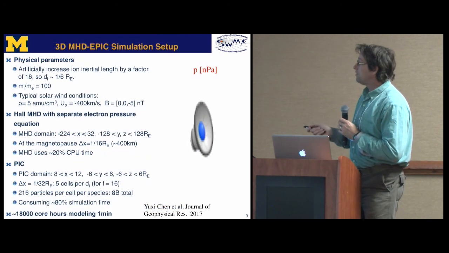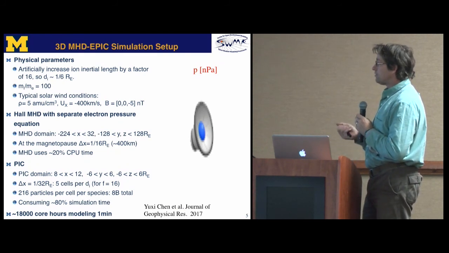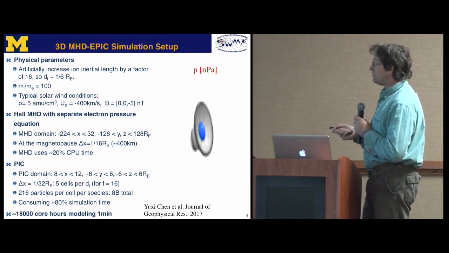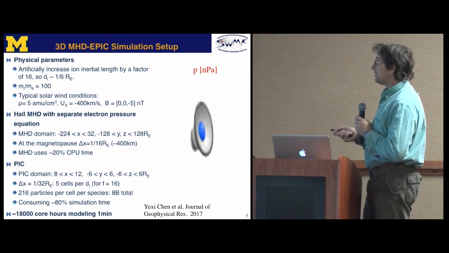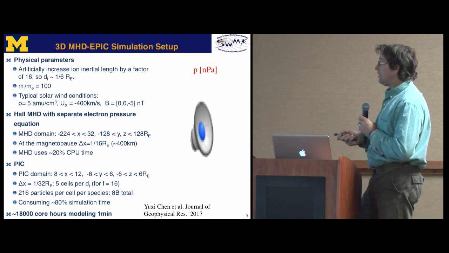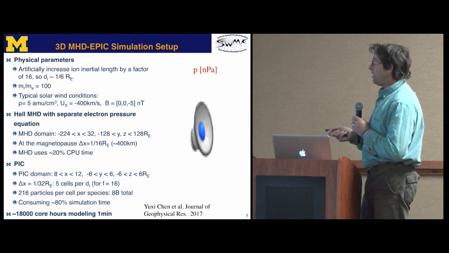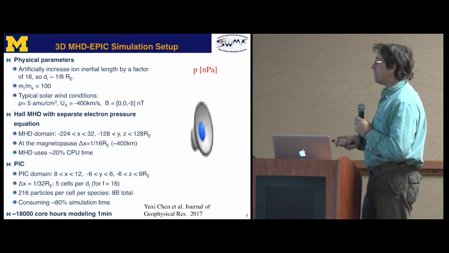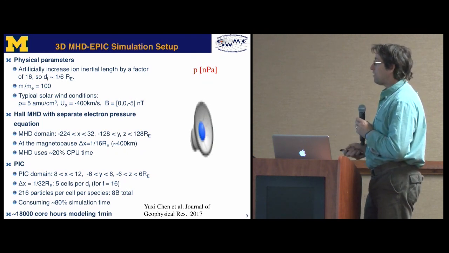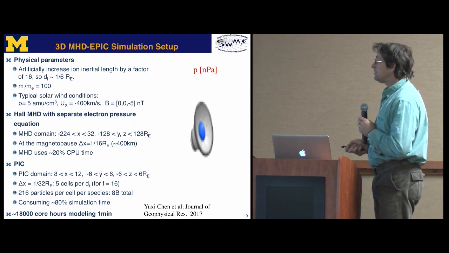So basically, showing the physical parameters. In order for the PIC to be able to work, even with the enormous computational resources we have on Blue Waters, we still have to adjust the ion inertial length and increase it to one-sixteenth of an RE to be able to resolve it, and adjust the ion to electron mass. Instead of being a factor of roughly 1800, we reduce that to a factor of 100, which is pretty typical for these particle type of simulations.